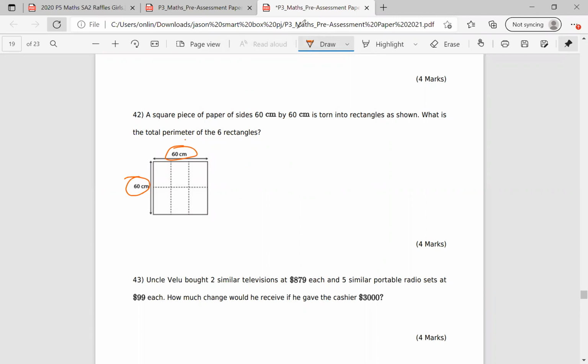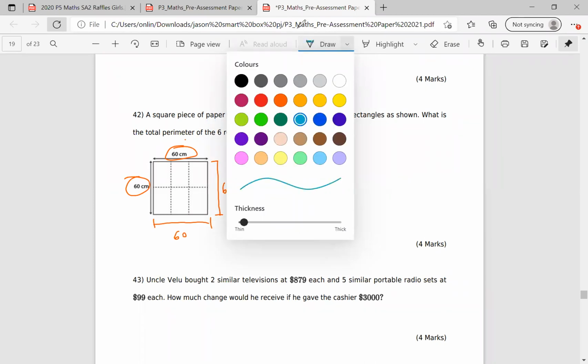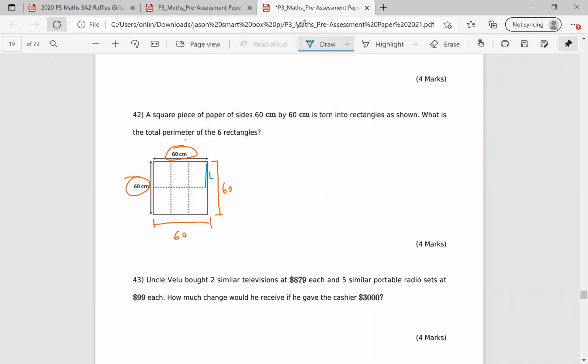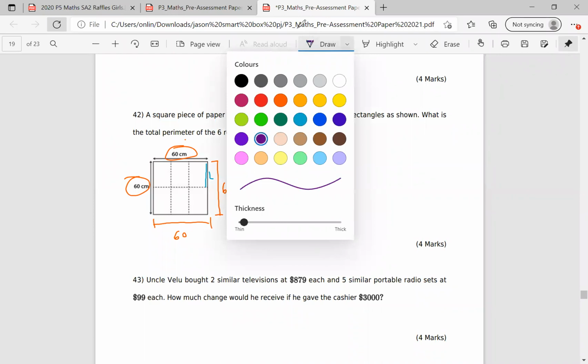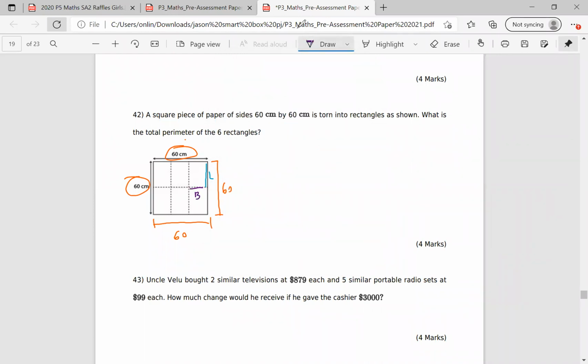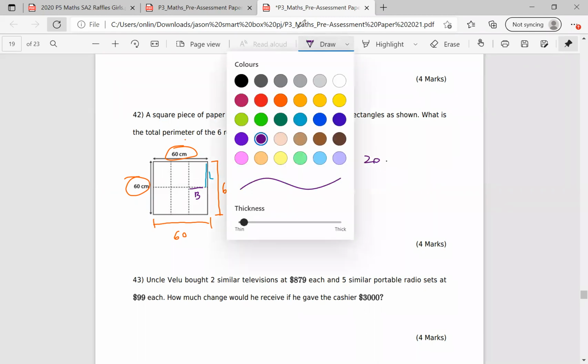Okay, if this is 60 and 60 and it's a square, right? So my next thing that I should know is all the sides are equal to 60. So I'm going to label this differently. So this will be my length. And then here, this part here will be my breadth. So am I correct to say that 3 breadth is equals to 60? Which means 1 breadth is equals to 60 divided by 3, which is equals to 20.